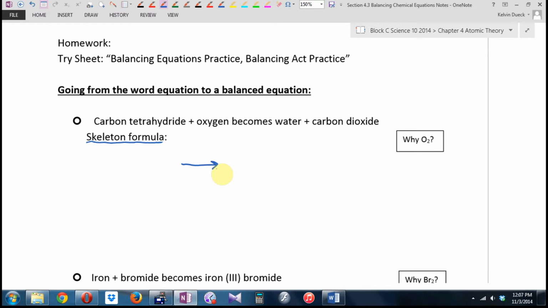Carbon tetrahydride, how can you glance at that and instantly know it's covalent, not ionic? What's the hint? Tetra. Those prefixes are only used for covalent, which means I can get the formula right from the actual name. How many carbons are there in the formula? What's in front of the word carbon that's invisible? Mono, which we don't bother writing. So how many carbons are there? One, I'm going to go like this. C.